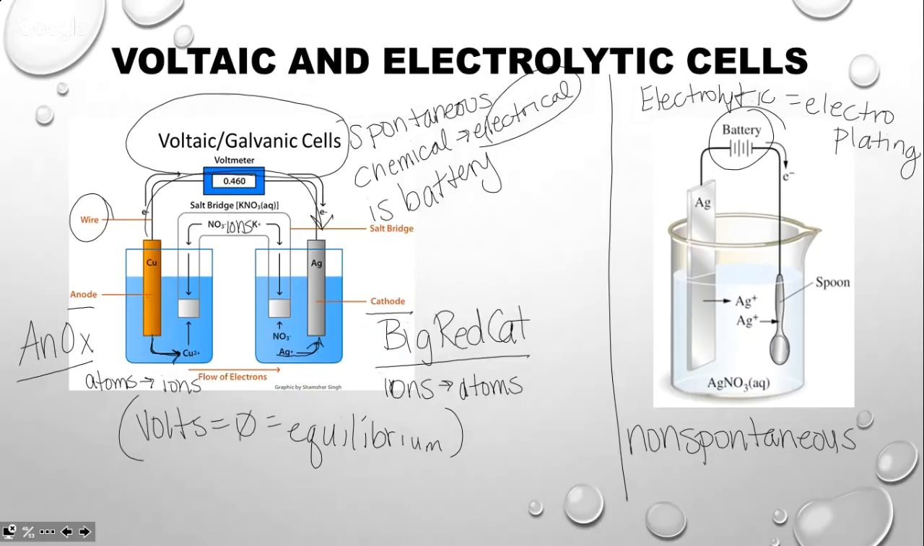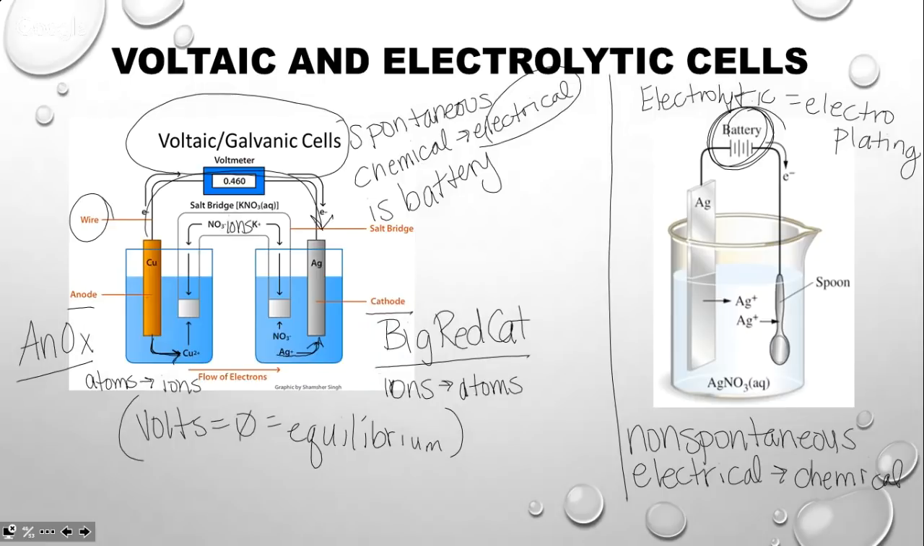In a setup for electroplating or any electrolytic cell, we use a battery to force the electrons to move. We are actually converting electrical energy to chemical energy in an electrolytic cell.